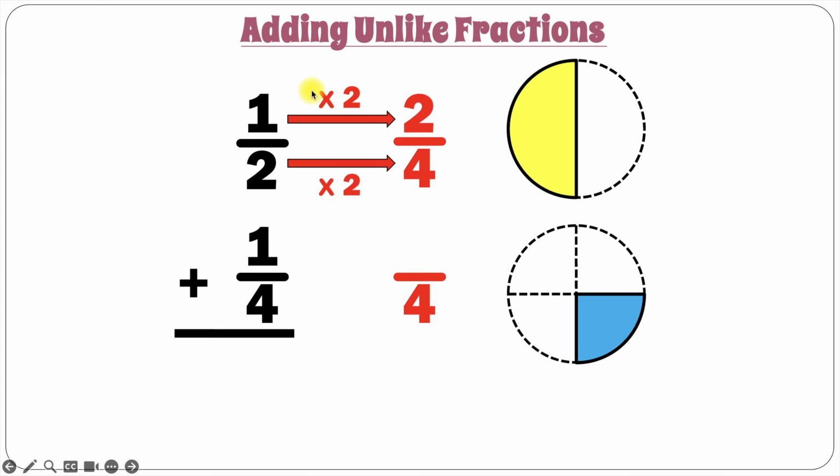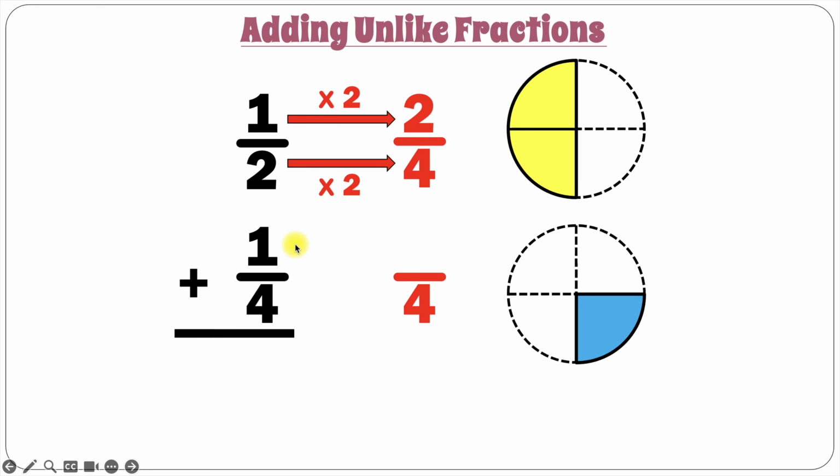Take a look at what happens to 1/2 here in the model. Because we are taking it and multiplying it by 2, we've turned our halves into fourths. So the 2 halves in our model here will now be turned into fourths. Because now we have 1, 2, 3, 4 pieces. And of those fourths, how many are shaded? That's 2. So we've got 2 fourths.